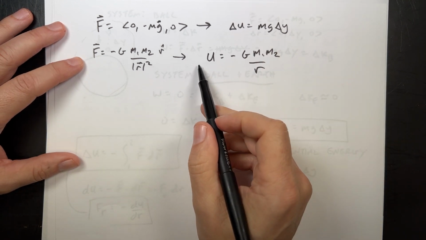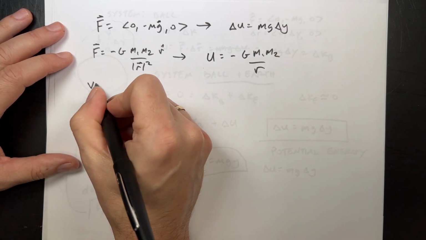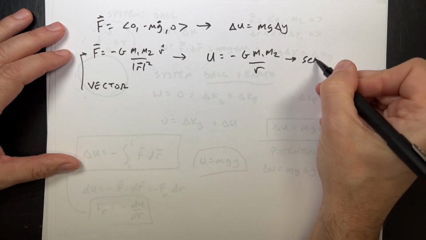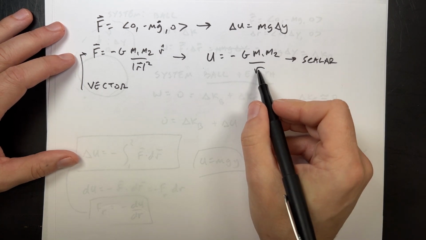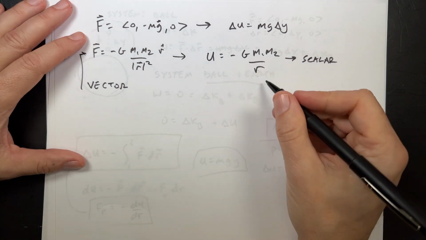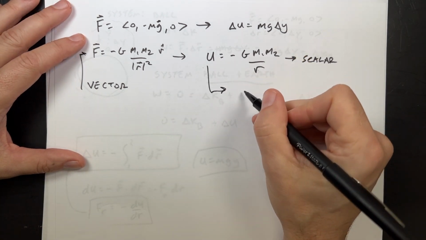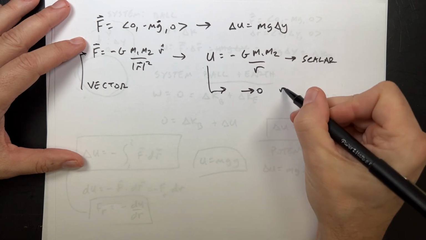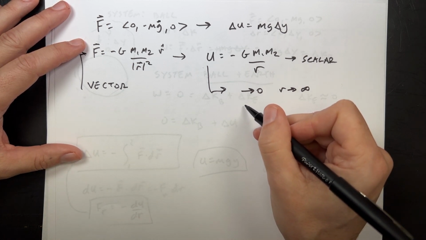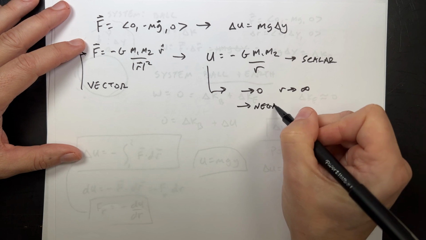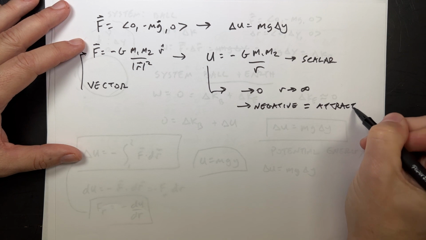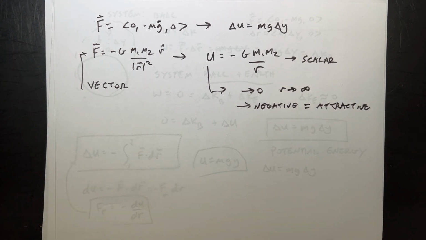Notice that these are different, right? One, the force is a vector. This is a scalar. Also notice this depends on r, while this depends on r squared. There is a negative sign there, and that is important because we want this potential to go to 0 as r goes to infinity, and we want it to be negative so that it's an attractive force. Negative means attractive.